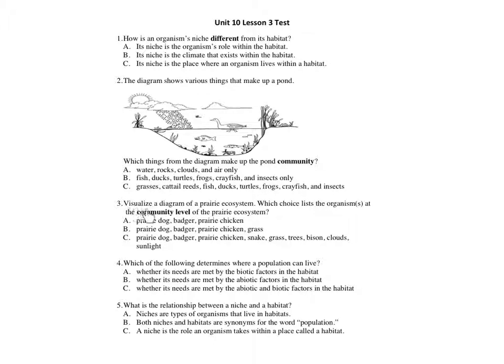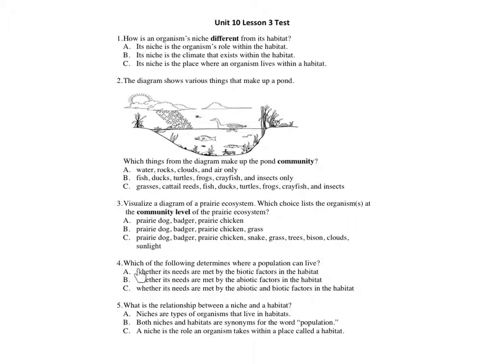Number 3. Visualize a diagram of a prairie ecosystem. Which choice lists the organisms at the community level of the prairie ecosystem? A. Prairie dog, badger, prairie chicken. B. Prairie dog, badger, prairie chicken, grass. C. Prairie dog, badger, prairie chicken, snake, grass, trees, bison, clouds, sunlight.